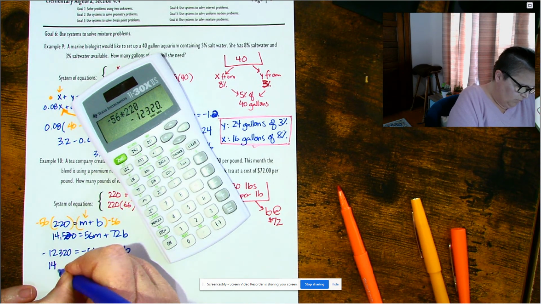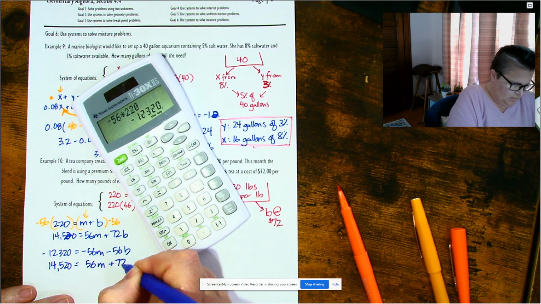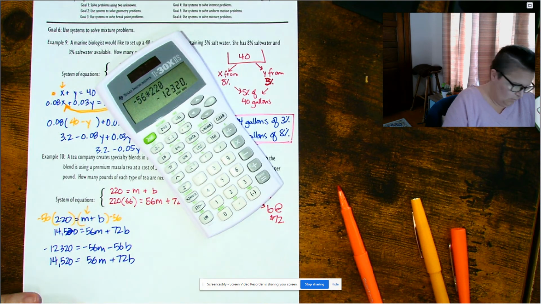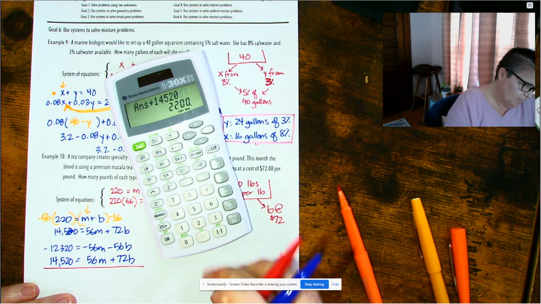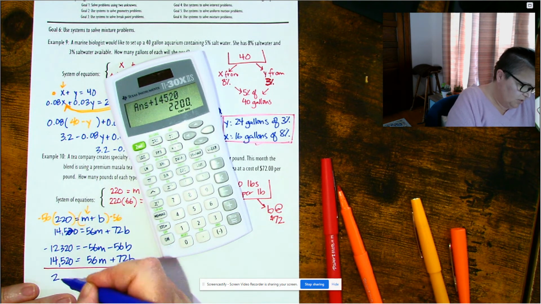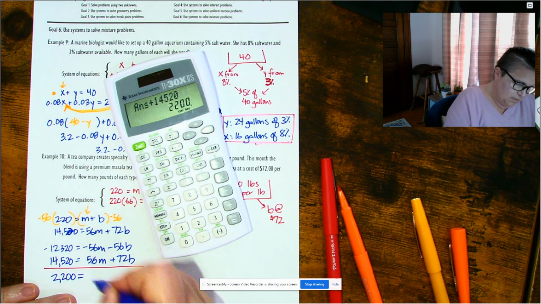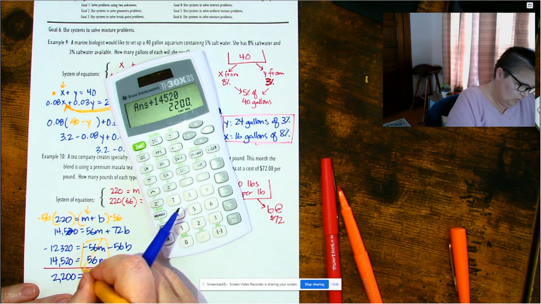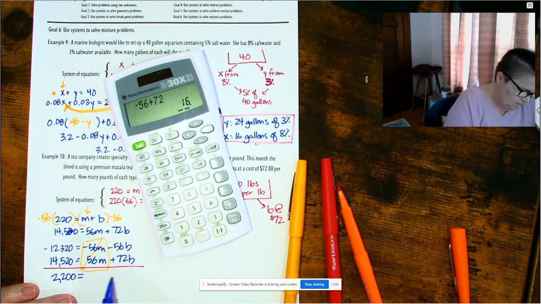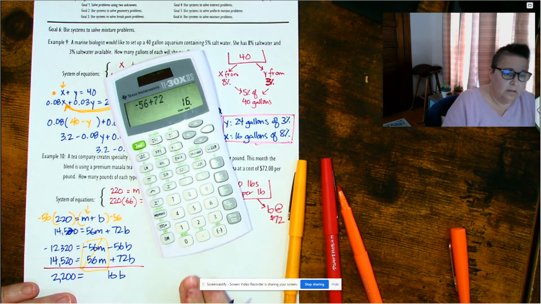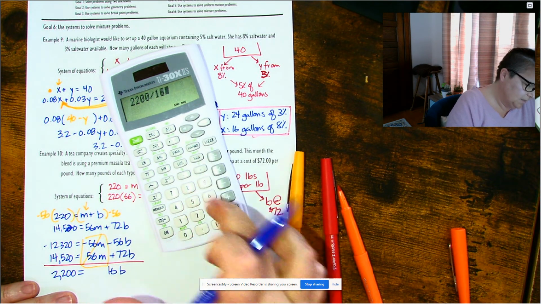I'm going to combine that with 14,520 equal to 56M plus 72B. Plus 14,520. This is going to give me 2,200 is equal to, these guys eliminated, gone. Negative 56 plus 72 is 16B. Now, in order to solve for B, I'm going to divide 2,200 by 16.